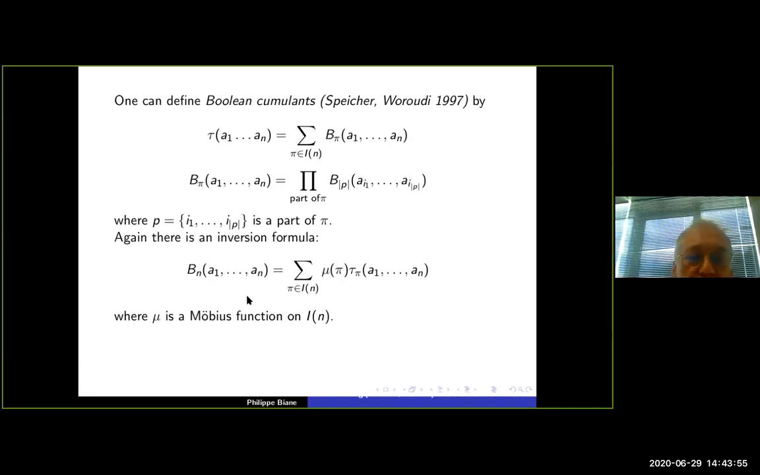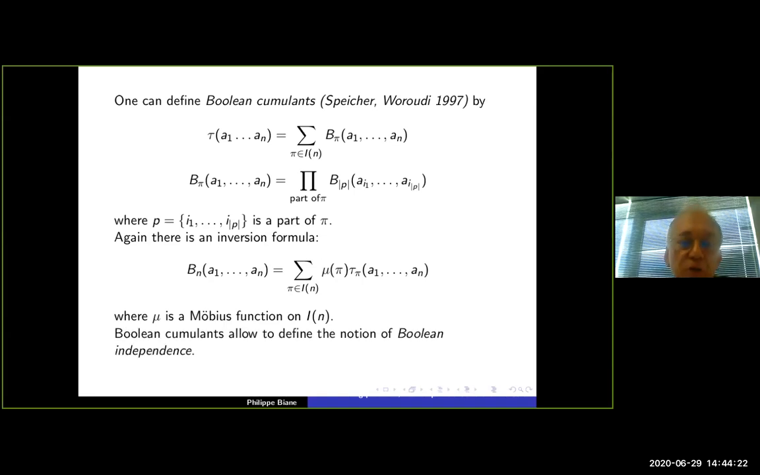that the Boolean cumulants can be expressed in terms of the moments of the products, tau of A1...AN, by some inversion formula where mu is the Möbius function on the lattice of interval partitions. And again, one can use these Boolean cumulants to define a notion of Boolean independence. That's what Speicher and Vorudi did in their paper.